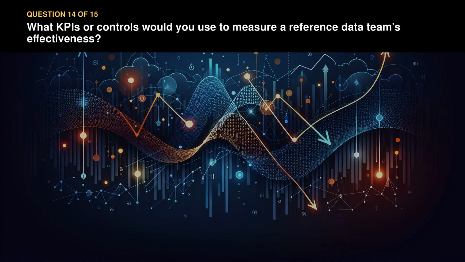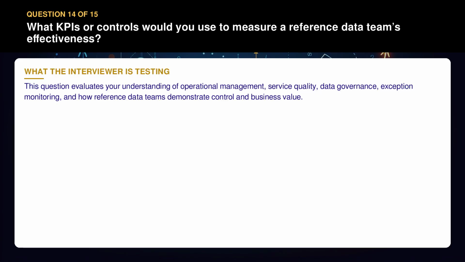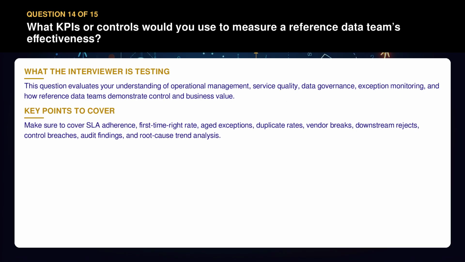Question 14. What KPIs or controls would you use to measure a reference data team's effectiveness? This question evaluates your understanding of operational management, service quality, data governance, exception monitoring, and how reference data teams demonstrate control and business value. Make sure to cover SLA adherence, first-time write rate, aged exceptions, duplicate rates, vendor breaks, downstream rejects, control breaches, audit findings, and root cause trend analysis.